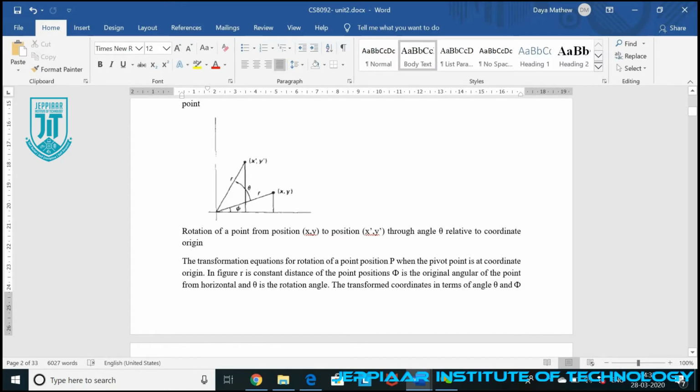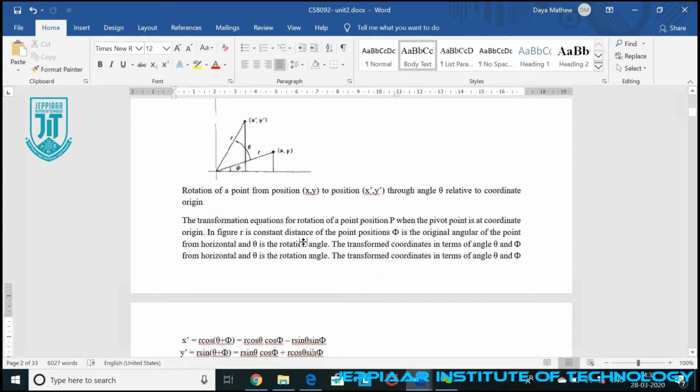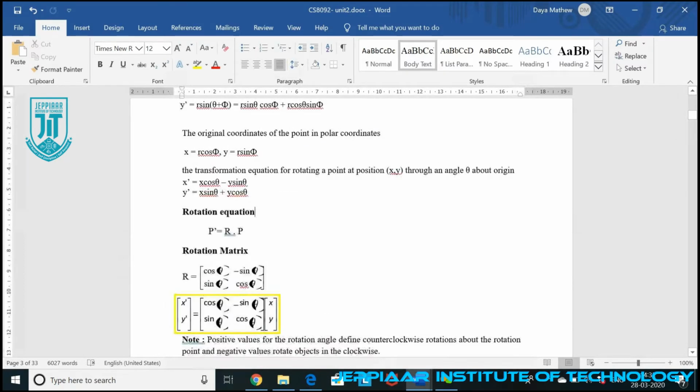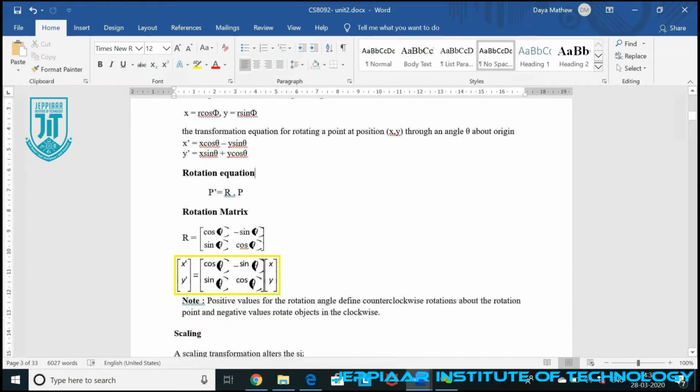You know what theta is, you know what phi is, you know what x comma y is. We need to find x dash and y dash. So with the help of this equation, we can find x dash and y dash. When any point is rotated through an angle theta, we use this equation to get the coordinates. If you want to write the same equation in the form of a matrix, it will be written as x dash, y dash equal to the matrix cos theta, minus sin theta, sin theta, cos theta, multiplied by x, y.